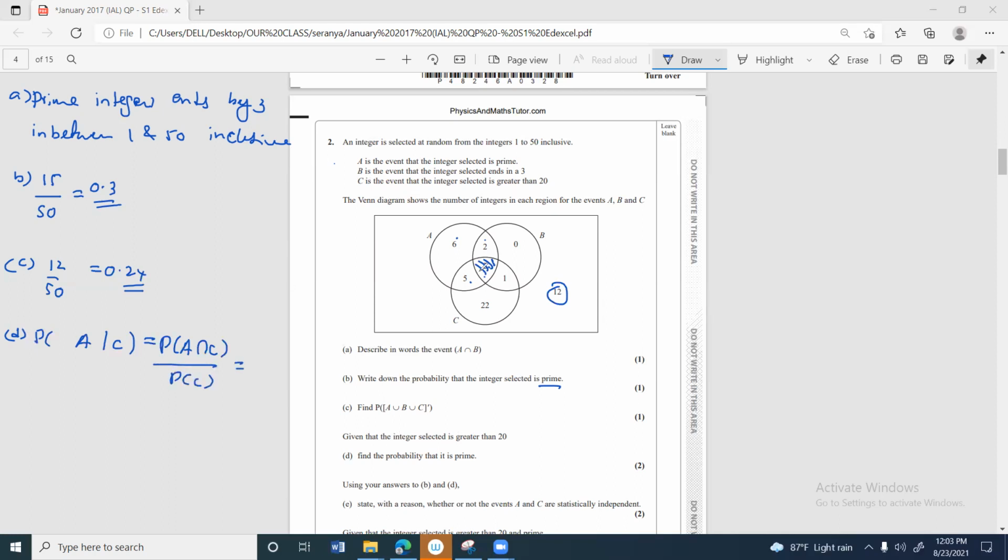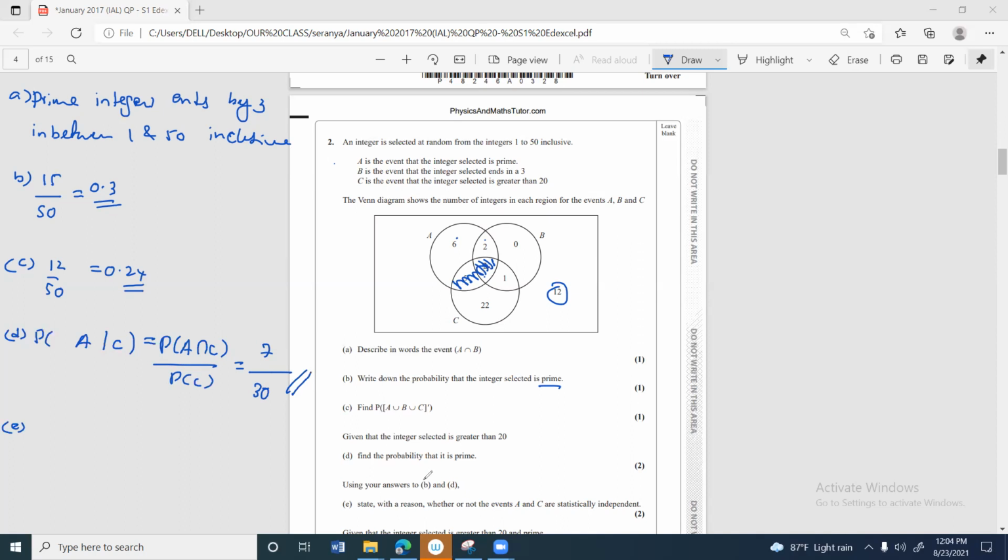So A intersection C means this whole thing: 2 plus 5 is 7, divided by C. C means altogether over here 7, 8, 15, that is 30. 7 over 30 is the final answer for this particular part.